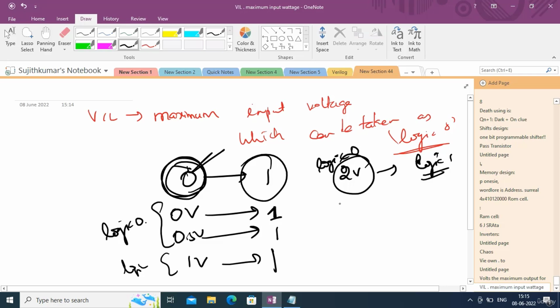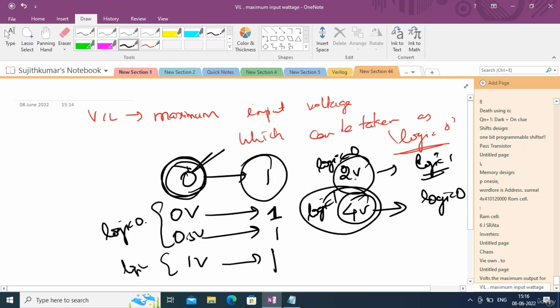Say for example, if I apply 4 volt, that will be taken as logic 1, right? So for that you will be getting logic 0 as the output. So this is not VIL. VIL must be lesser than that. Say for example, up to 2.5 volt, whatever I apply will be taken as logic 0, and for that only logic 1 will be the output. For example, 2.4 volt, 2.3 volt, 2.2 volt, 2.1 volt. Up to 2.5 volt, whatever I apply will be taken as logic 0, and for logic 0 you will be getting logic 1 as the output. So VIL can be taken as 2.5 volt. That is the example I want to take.